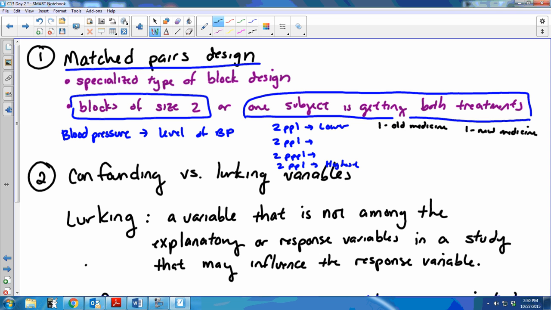Tomorrow in the activity we do in class, we're going to go through and talk about how you would assign a matched pairs design. I think that'll help.